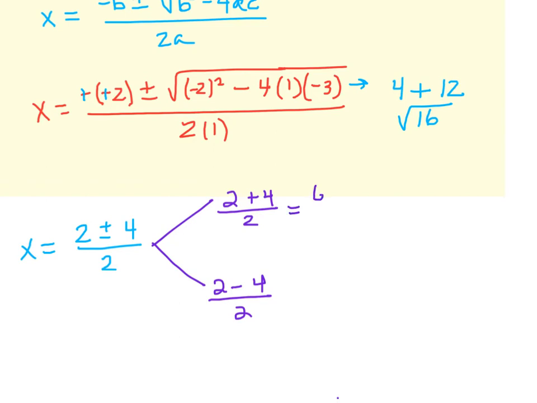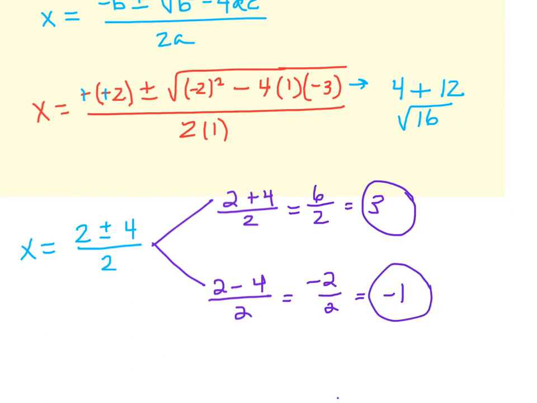2 plus 4 is 6. 6 divided by 2 is 3. 2 minus 4 is negative 2. Divided by 2 is negative 1. So those are our two solutions for x.